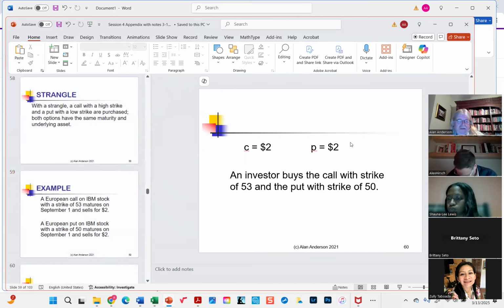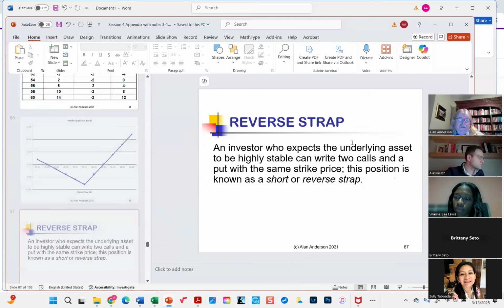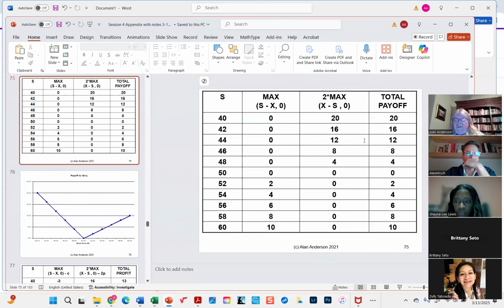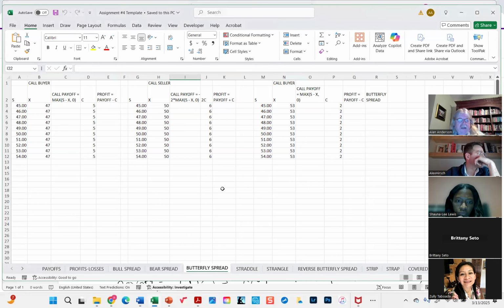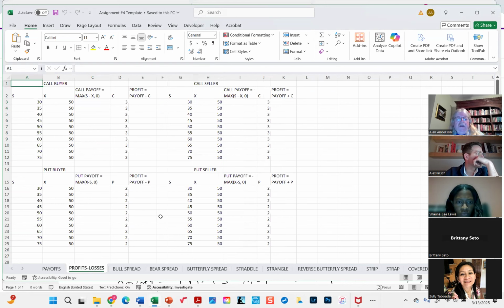And then after that, when we're done with the combinations, there's two more at the end that are a little different because instead of having all options, we actually combine options with the underlying asset. And then when all that's done, you will be able to do this assignment because you'll see that essentially all the formulas you've been seeing in the slides, you're basically just reproducing them here.